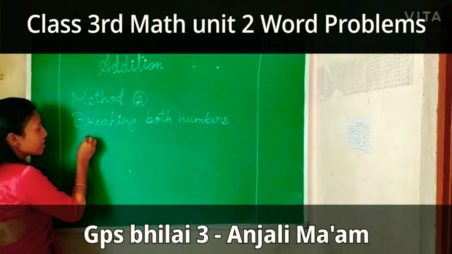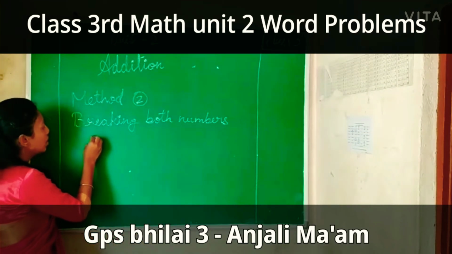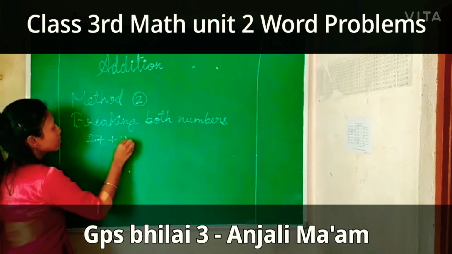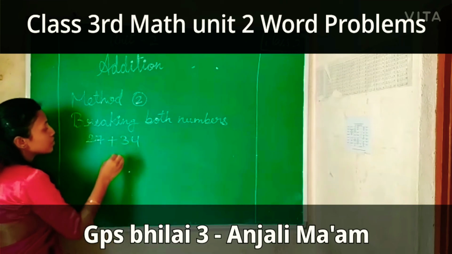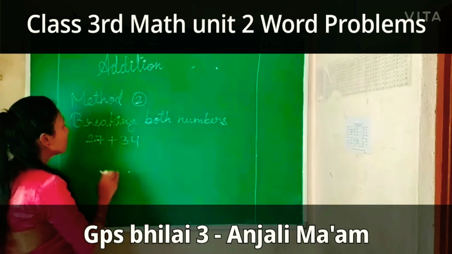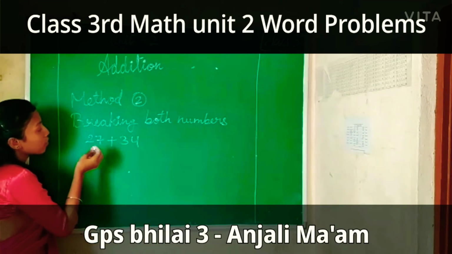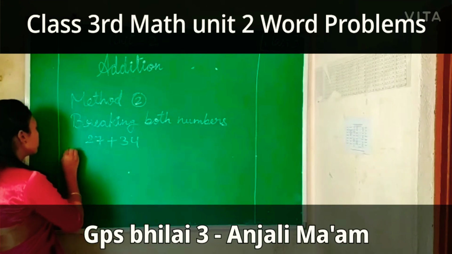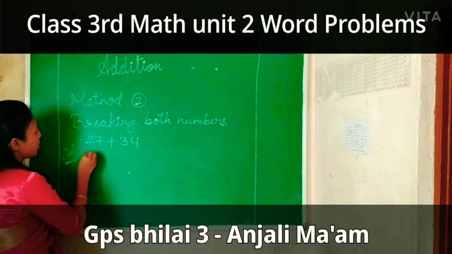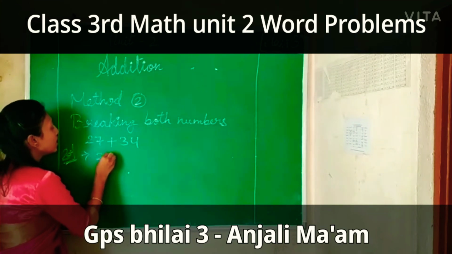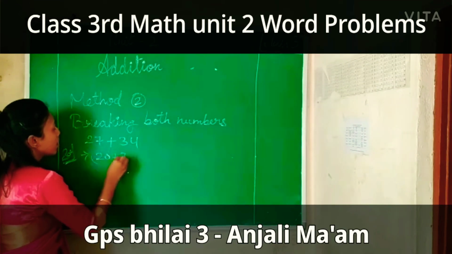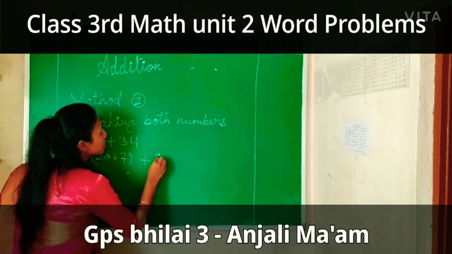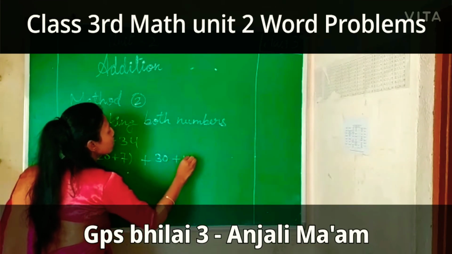Breaking both numbers means if we have a question 27 plus 34, these are the two given addends which have to be added. So first, what we have to do in this method, we have to expand both these numbers. Like solving it as 20 plus 7, here I break it, and it will be broken into 30 plus 4.